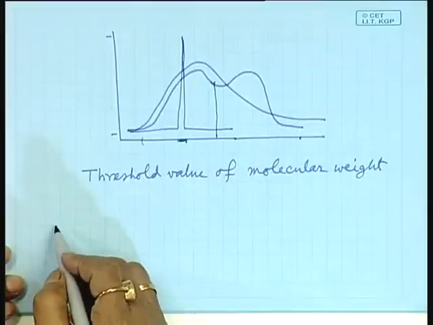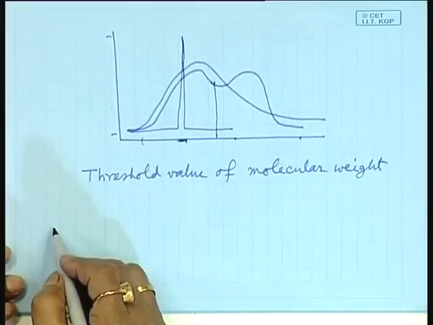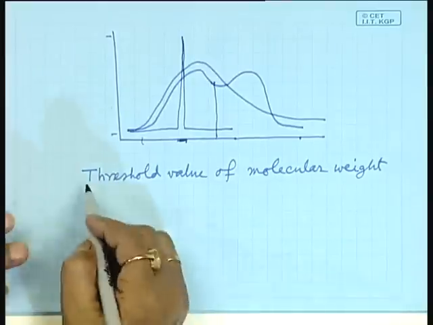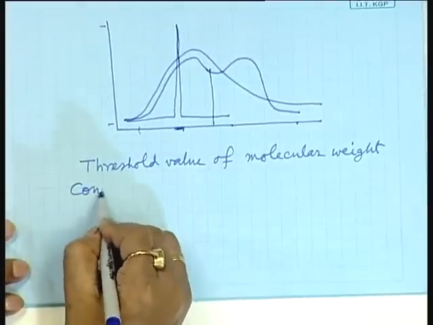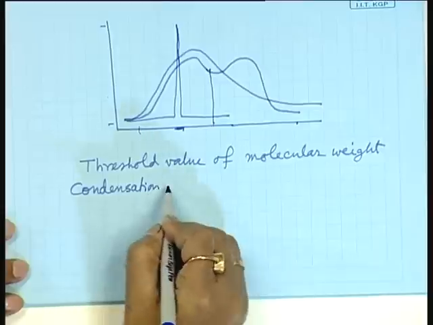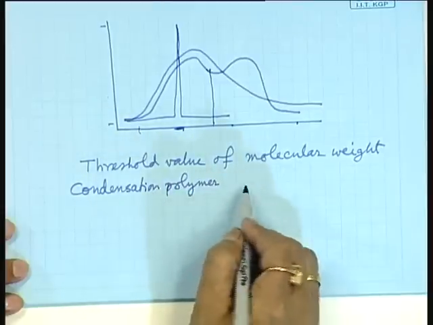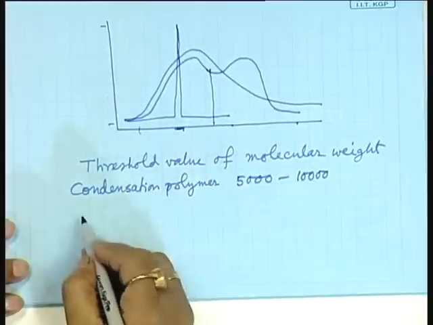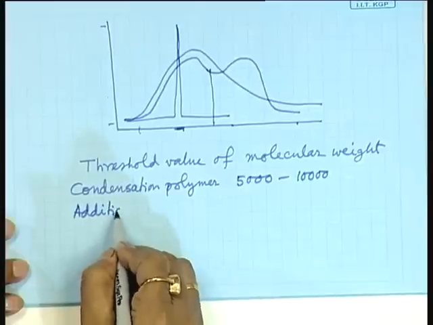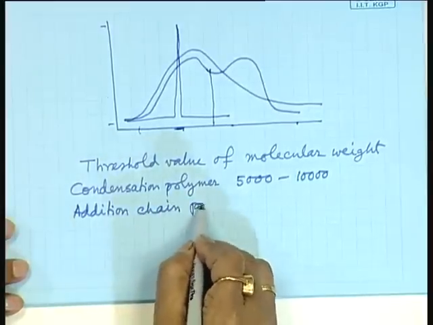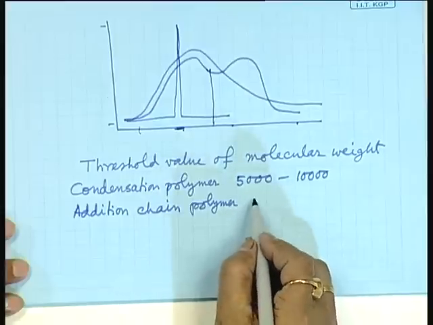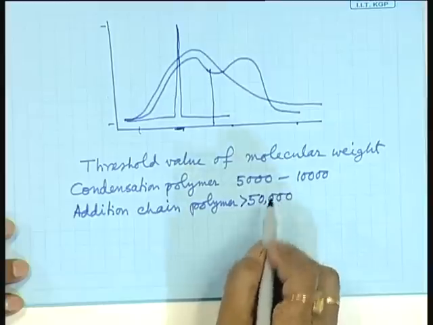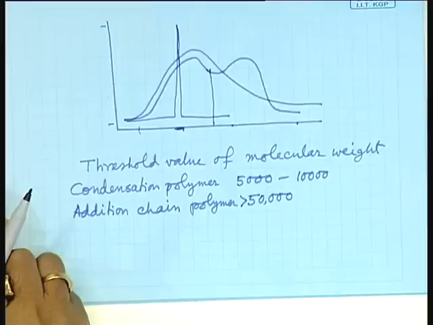What is this threshold value? The minimum molecular weight so that it can be used as a polymer. It can behave like a polymer. What is this threshold value? For condensation polymer, this threshold value can be 5000 to 10,000, whereas for addition chain polymer, this threshold value can be higher than 50,000, greater than 50,000. Look at the difference.